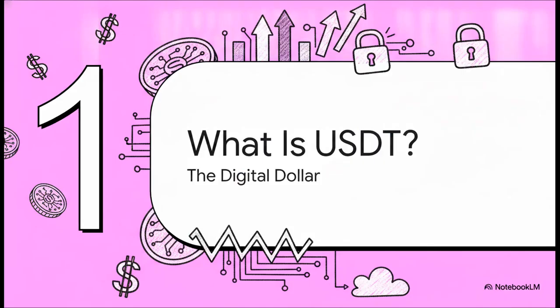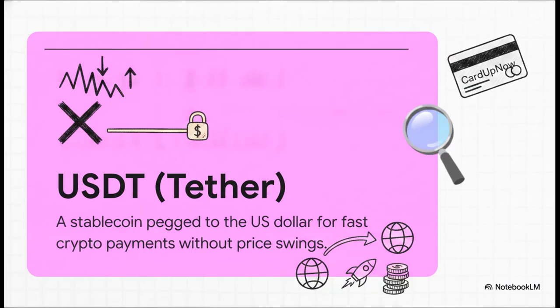Part 1. What is USDT, the digital dollar? Okay, let's demystify this a bit. USDT, which is commonly known as Tether, is one of the most widely used stablecoins in the entire world. Now, when most people think of cryptocurrency, they usually think of wild price swings, right? Like Bitcoin or Ethereum just jumping up and down in value all day. Well, a stablecoin is entirely different. It's designed specifically to maintain a consistent, stable value. So you get the incredible, borderless speed of cryptocurrency, but you completely remove the volatility.